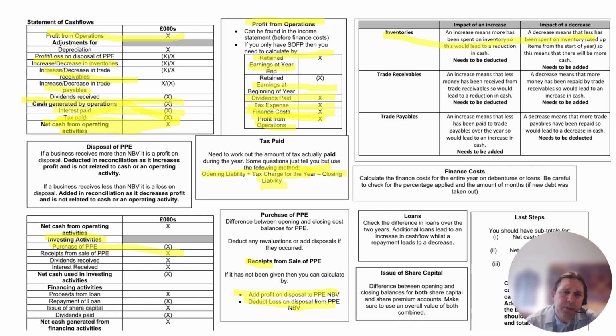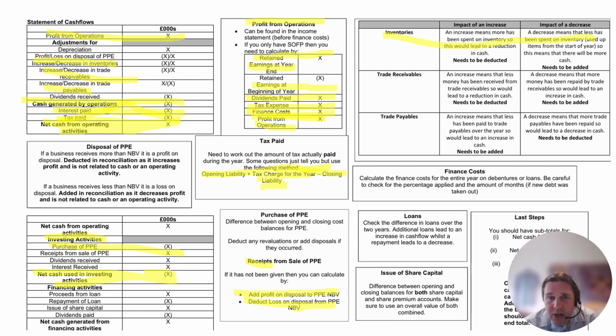So proceeds from the sale of a property, plant or equipment would be useful. Dividends received, we just add, we've moved it from there, interest received as well. That gives us our net cash used in investing activity. So you could have that as a subsection, and working out the purchase of PPE might be the marks that would help to make it into a higher tariff question.